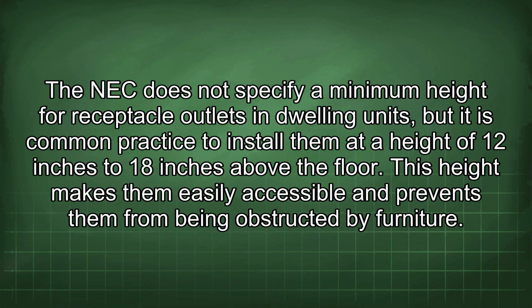The NEC does not specify a minimum height for receptacle outlets in dwelling units, but it is common practice to install them at a height of 12 inches to 18 inches above the floor. This height makes them easily accessible and prevents them from being obstructed by furniture.